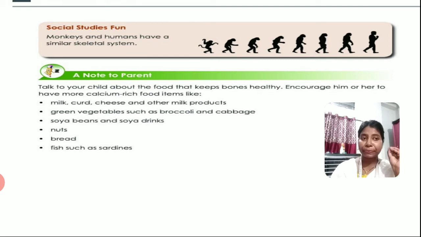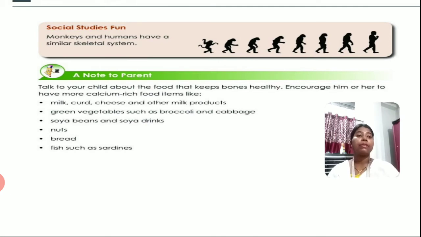I told you on the very first day of starting this chapter that milk is very important for our bones because it provides calcium. So you can use the various milk products. Okay, next is the green vegetables such as broccoli and cabbage. Third is soya beans and soya drinks. Fourth is nuts, any type of nuts. Next is bread and the fish such as sardines. So these are the food items which will help you to keep your bones strong and healthy.